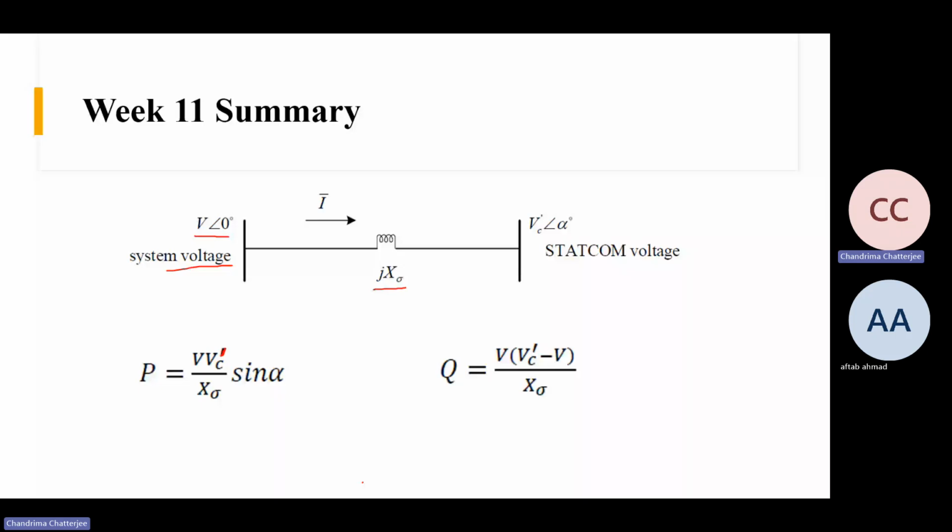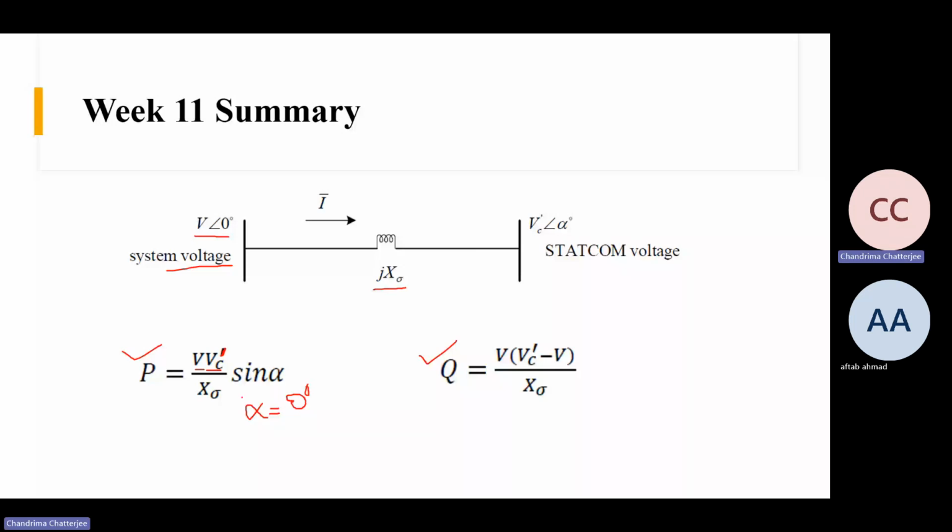And what is the reactive power? The reactive power is V times VC dash minus V by X sigma. As I told, this STATCOM is used for reactive power compensation. So usually the phase angle between V and VC dash is 0. That is, alpha is equal to 0. There is no phase difference between V and VC dash. So this P is equal to 0.